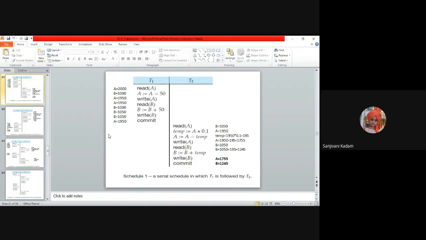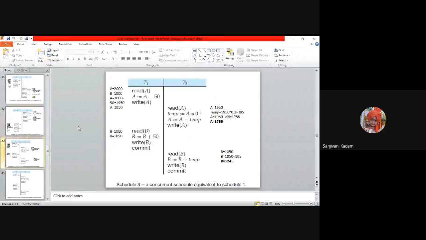And hence we can say that this concurrent schedule is equivalent to a serial schedule, and that's why this schedule is called a serializable schedule. Serializable means same as a serial execution of the transactions. So this example and this computation we saw yesterday. Now we are moving towards an example which will show that all concurrent schedules cannot be serializable schedules.